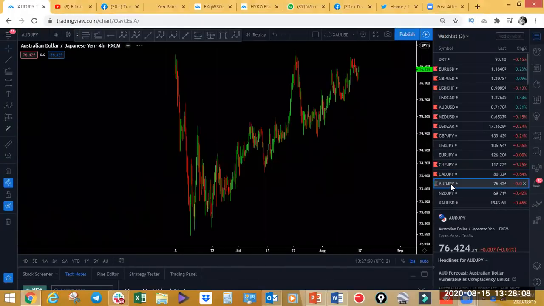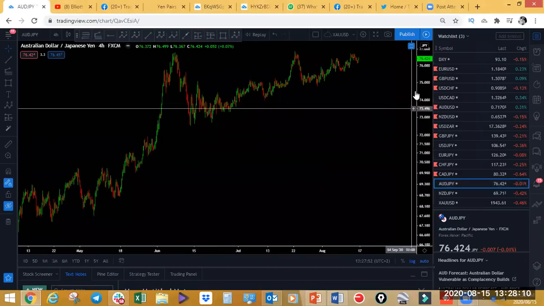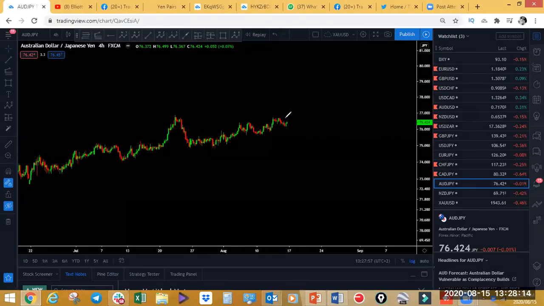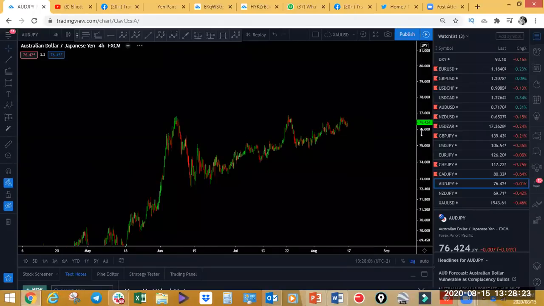AUD yen. Now looking at AUD yen is showing us continuation to the upside, but we do know that the current structure on AUD yen is corrective. For now, we know that we are going to go to the upside in the next coming week. But what does the structure look like?